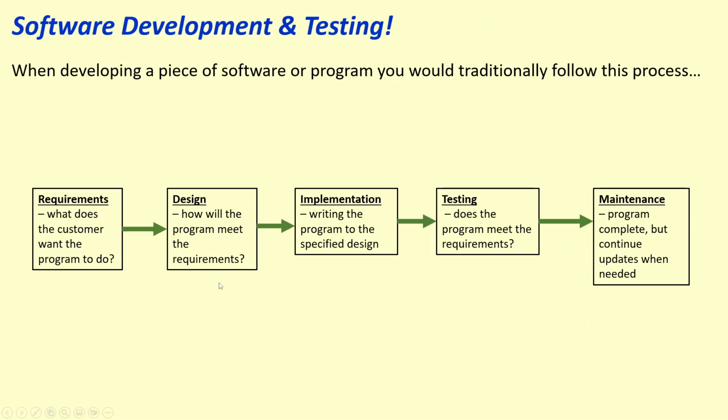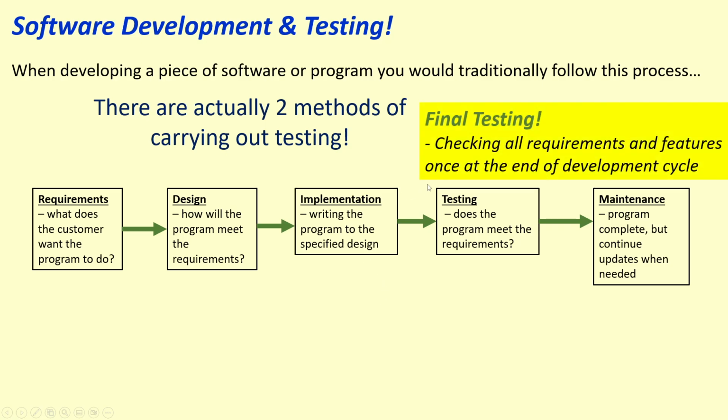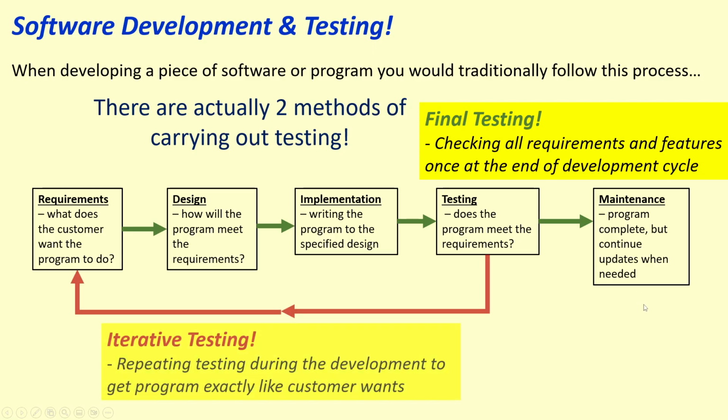So when you are testing a program, there are essentially two methods of carrying out testing. There is final testing, when all of the requirements are checked at the end of the development cycle, and that is done once. Or there's iterative testing, which is repeated testing during the development cycle, to make sure the program is exactly like the customer wants.